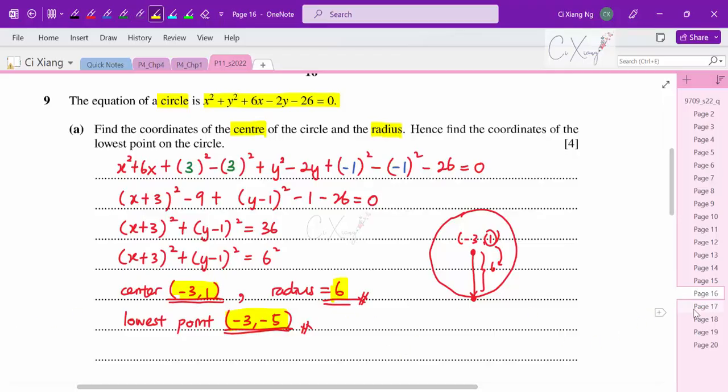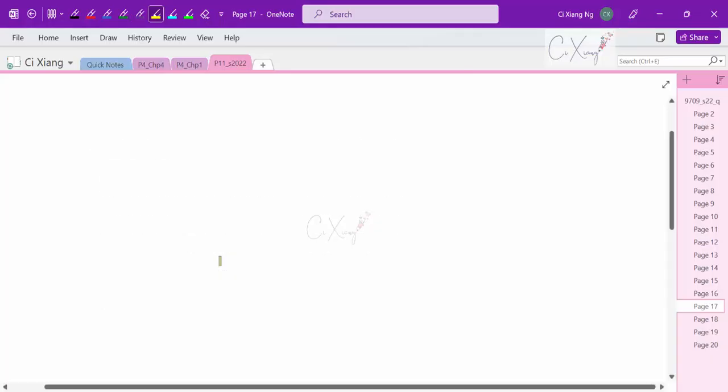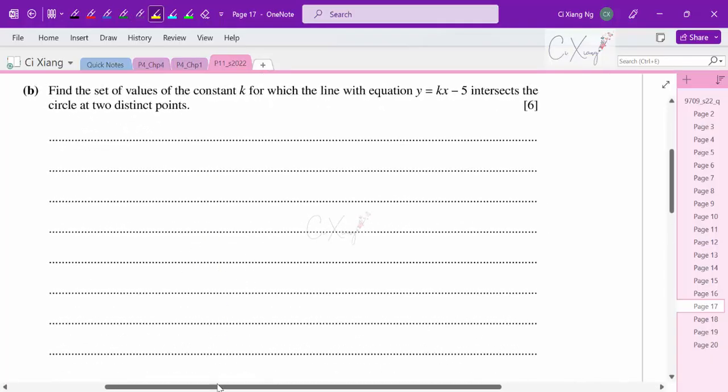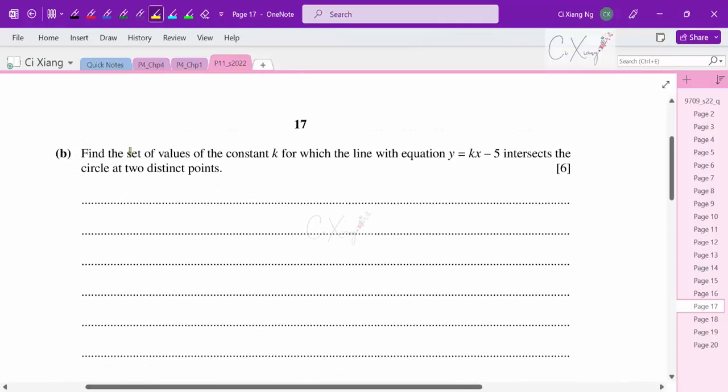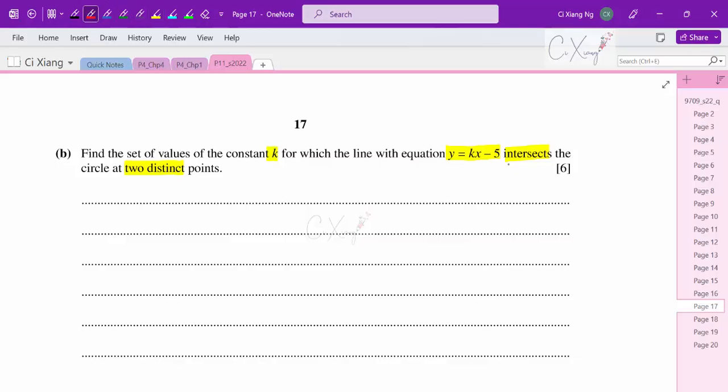Okay, then now we proceed to the next part, question number 9b. For 9b, they want us to find the set of values for the constant k where the line with this equation intersects the circle at 2 distinct points. So to me, this is the keyword that hints us how to start this question. When I see the keyword intersect, basically I need to solve simultaneous equations for the circle and this particular line.